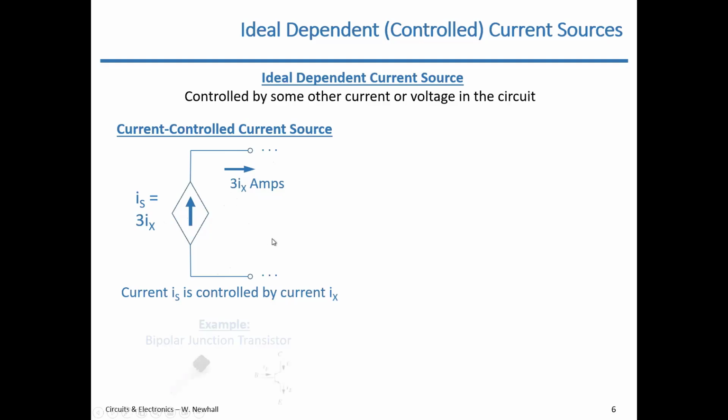A good example, which we will cover in this class, that is modeled by a current-controlled current source, is a bipolar junction transistor. We're going to study these. Here's the schematic symbol of a BJT, bipolar junction transistor. What happens here is current IC is controlled by current IB. We're going to look at that.